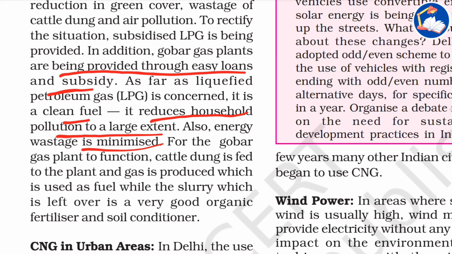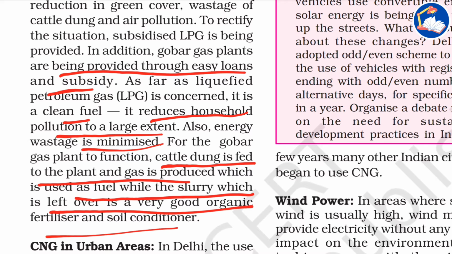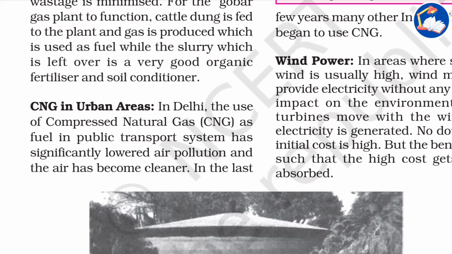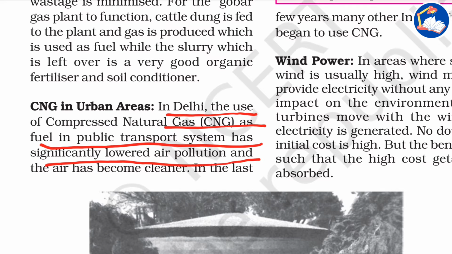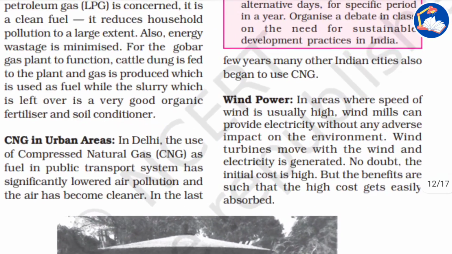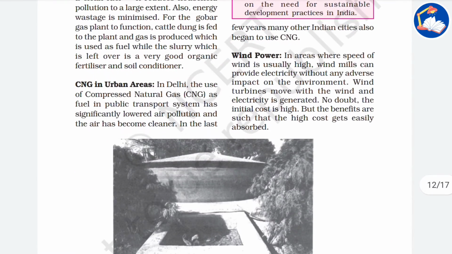For the gobar gas plant to function, cattle dung is fed into the plant and gas is produced, which is used as fuel, while the slurry which is left is very good organic fertilizer and soil conditioner. Now, CNG, compressed natural gas, in urban areas. In Delhi, the use of CNG as fuel in the public transport system has significantly lowered air pollution and the air has become somewhat cleaner. In the last few years, many Indian cities also began to use CNG.